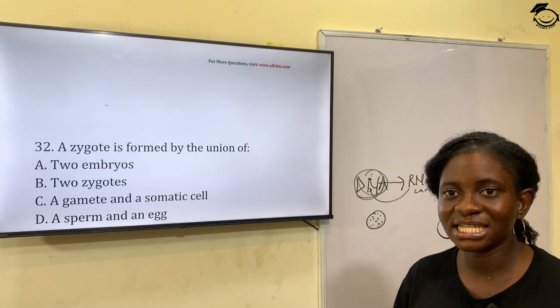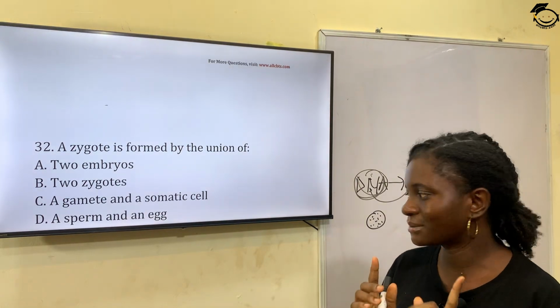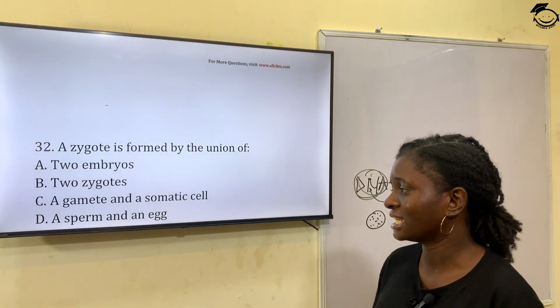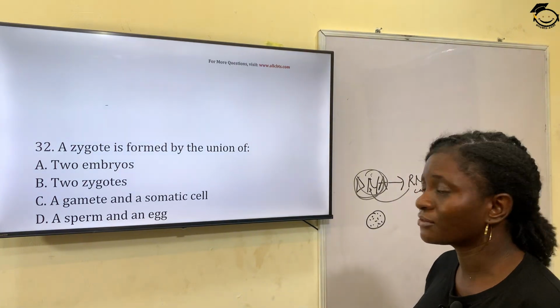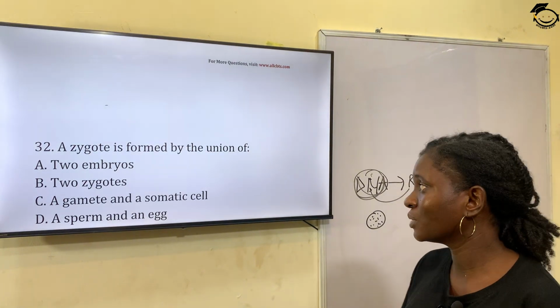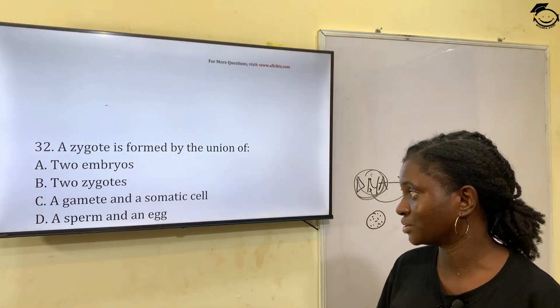So option D is the correct answer to this question. A sperm and an egg, that is, sperm from the male and an egg from the female, are responsible for gamete formation.